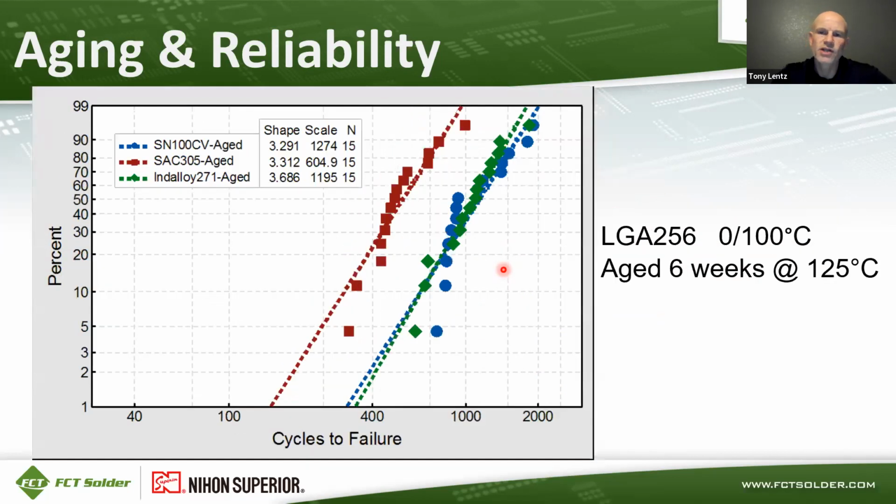And then after aging 6 weeks at 125C, the order of these curves changes a little bit. SAC 305 is the shortest, and then Indaloy 271 and S100CV are overlapping each other, and so they have roughly the same characteristic life.